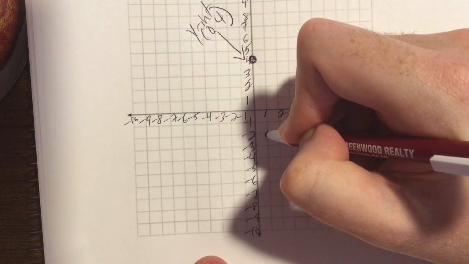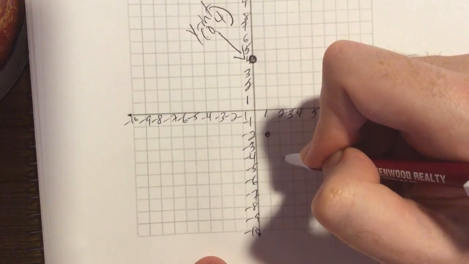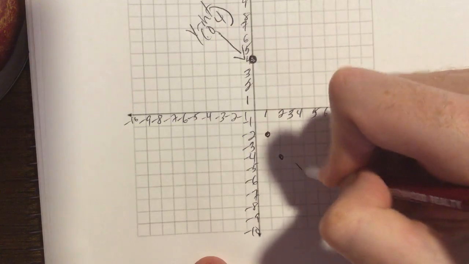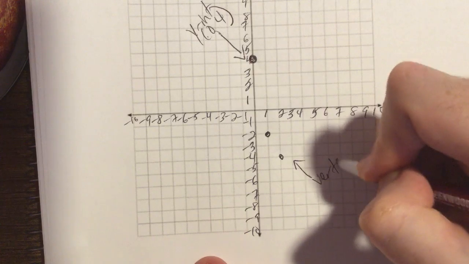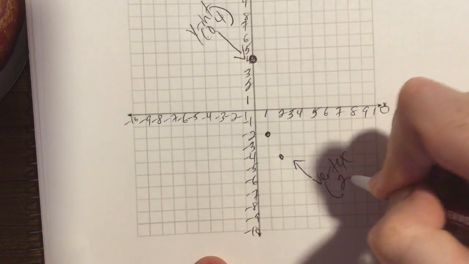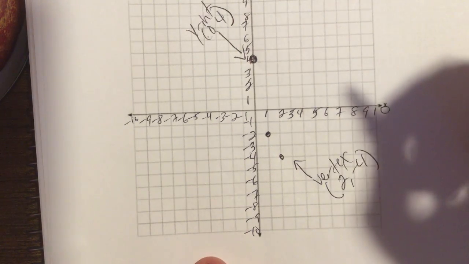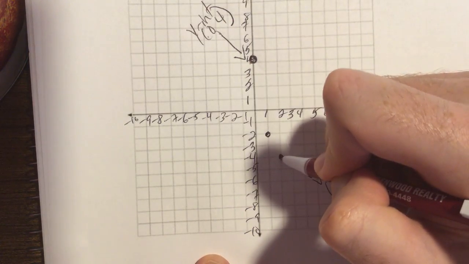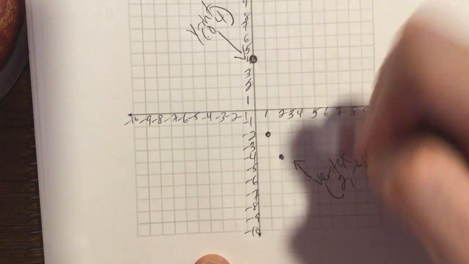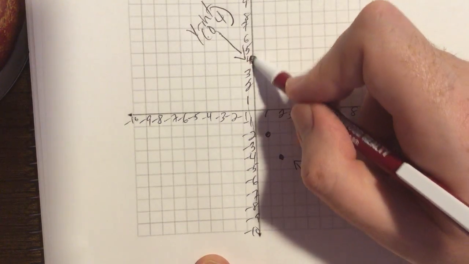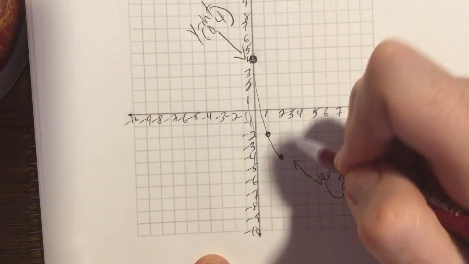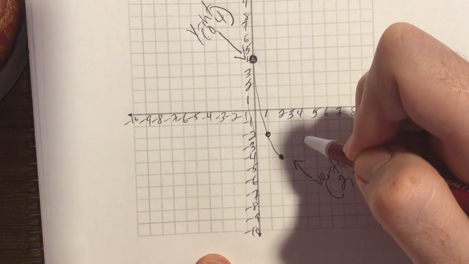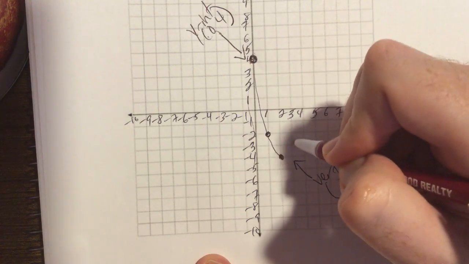The next one is 1 comma negative 2. Then you have the vertex, which is 2 comma negative 4. Draw an arrow and label that. Put the word vertex and then put the coordinate, which is 2 comma negative 4. Then you have 3 comma negative 2. Since we just reached the vertex, you're going to start seeing it turn directions. The y values are dropping here. Now they're going to turn and go upward. And that's going to happen with 3 comma negative 2.